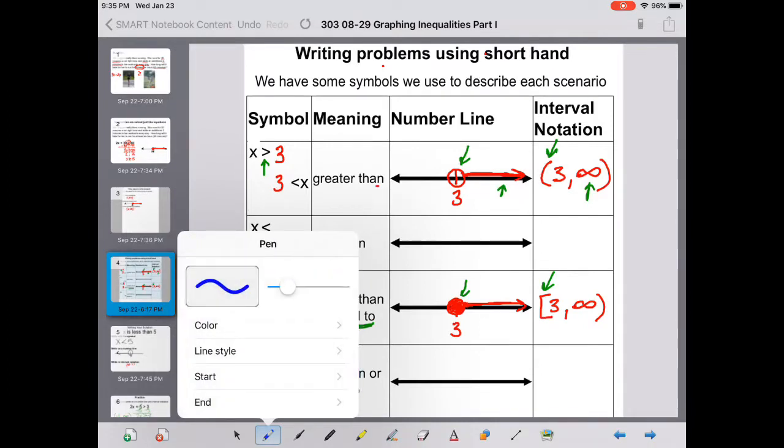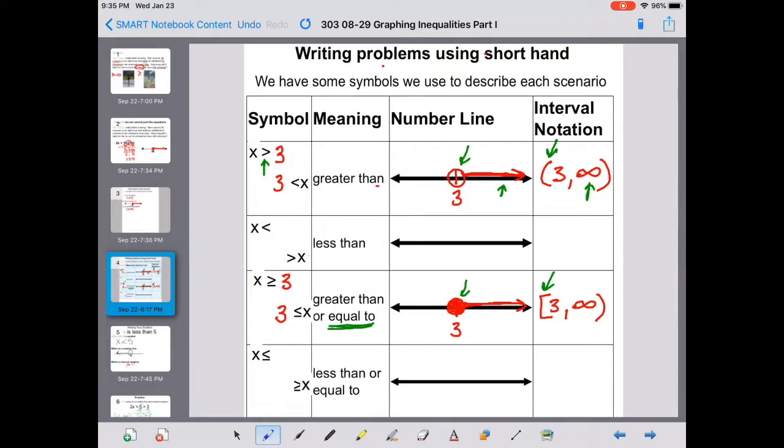Now let's take a look at the other 2 items on our chart. Again, we'll use the number 3, but this time we have x is less than 3. We're going to draw it on our number line in the same way with the open circle, but this time we're going to shade to the left. A good way to remember this is that less and left both sound very similar. So when you're shading less than, you're shading to the left.